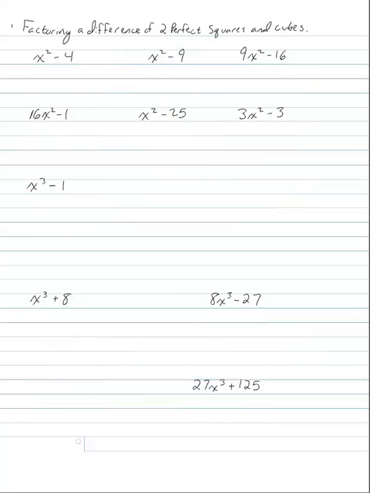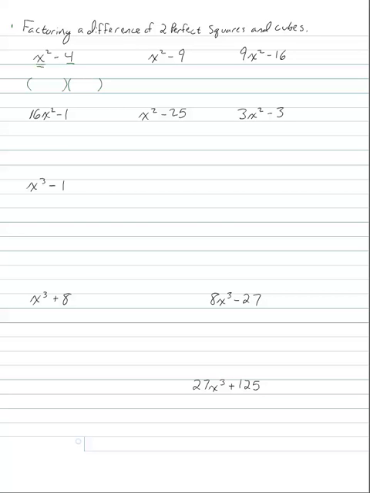Okay, so today we're going to look at factoring a difference of two perfect squares and then also factoring perfect cubes. So we're going to start off with factoring a difference of two perfect squares. If I look at an example like x squared minus 4, I know it's a quadratic. I can see it's a quadratic because of the x squared. So I know if it's a quadratic, there's a good chance it is going to factor into two binomials.